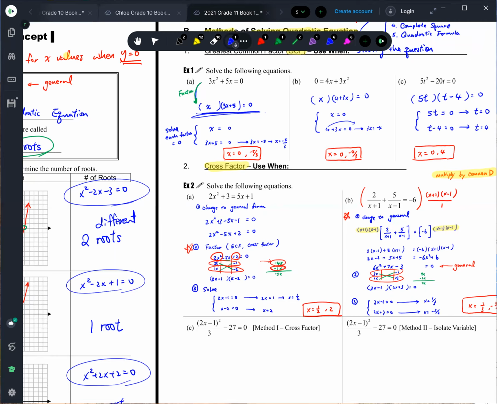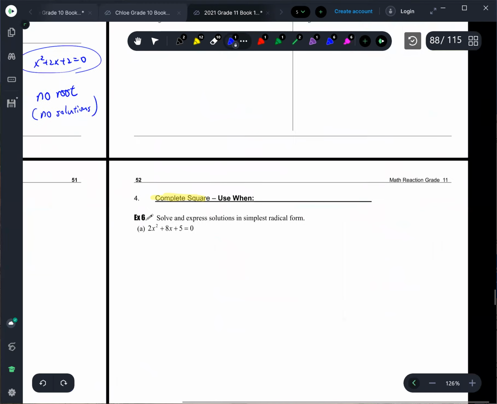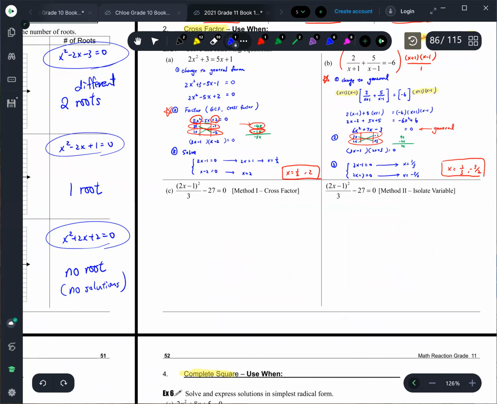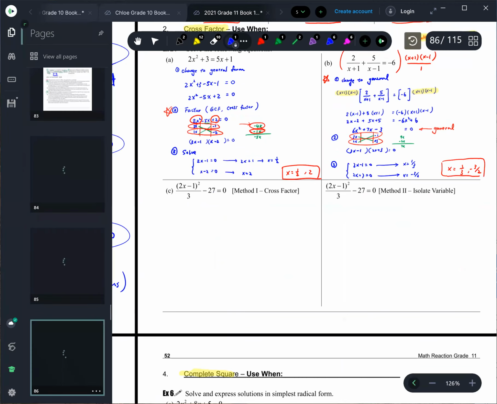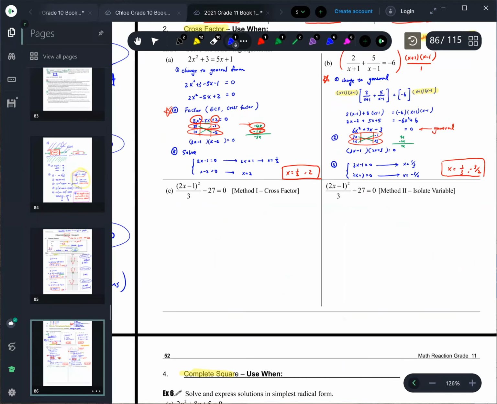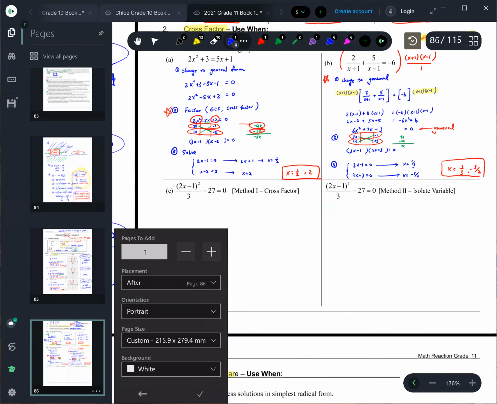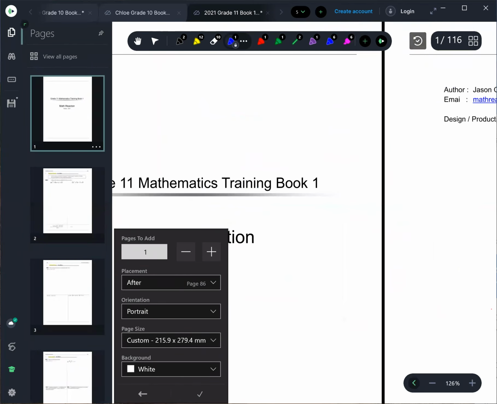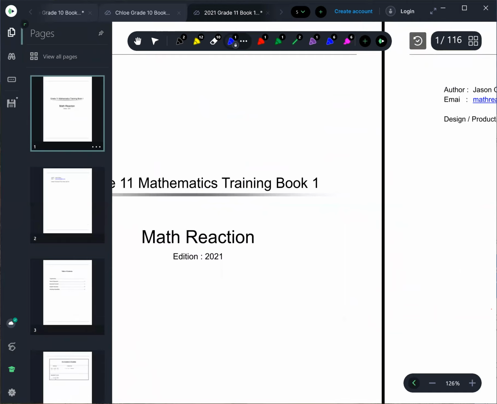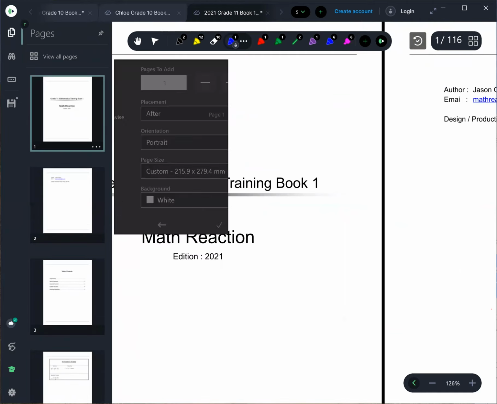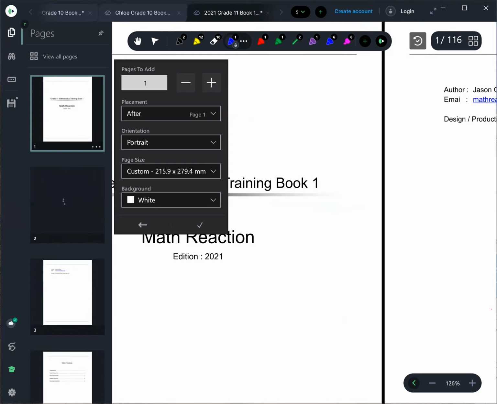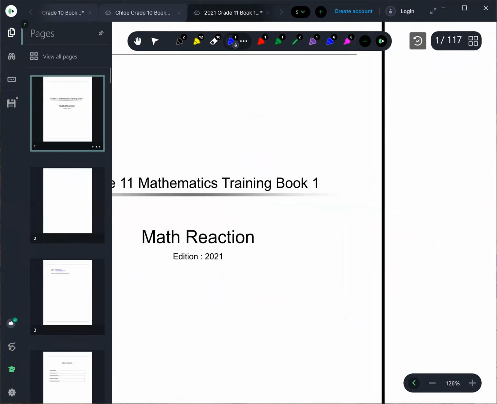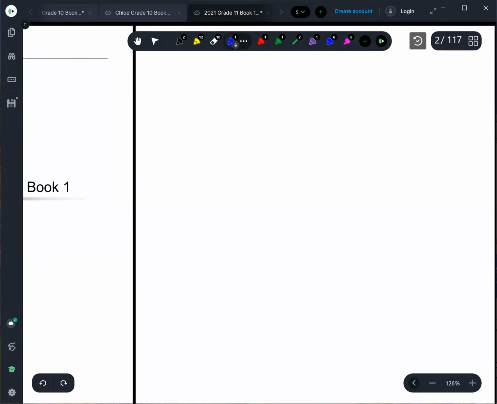Okay, Shanier? Hi. I have questions again. We're currently learning inequalities and graphing inequalities. There's a few questions that I don't understand.